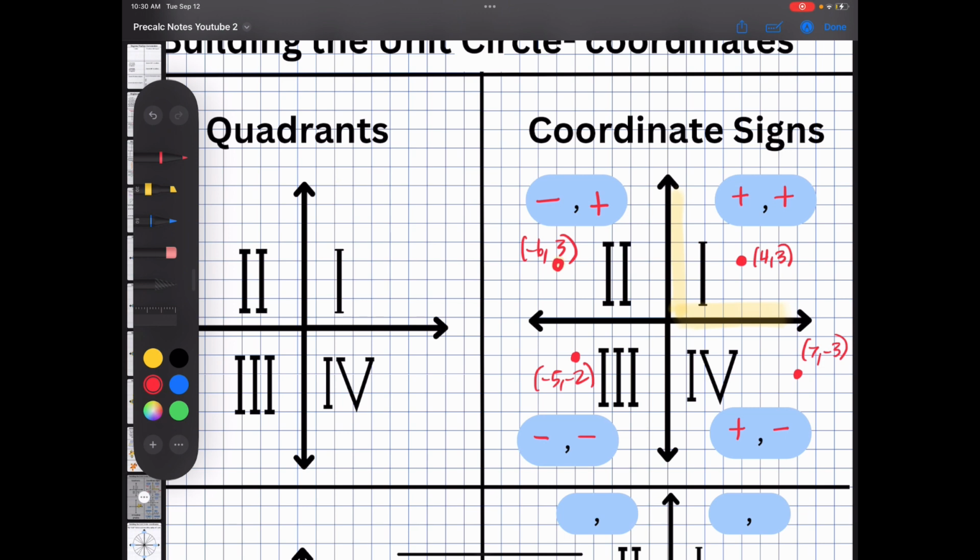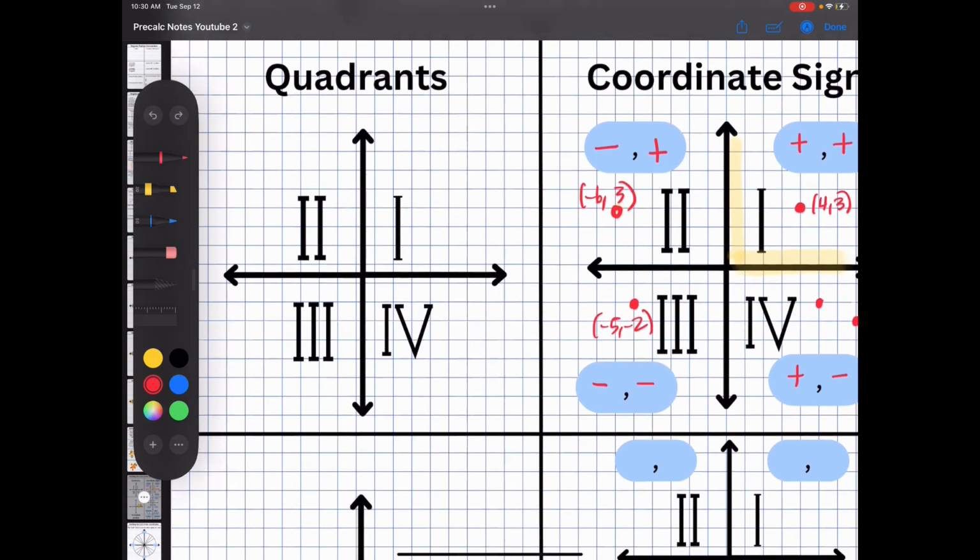And any time that we are in these quadrants, these rules will apply. Always. Okay, not just for these specific points, but any point that you choose in the fourth quadrant, you're going to have a positive x and a negative y. Okay? So, moving on.